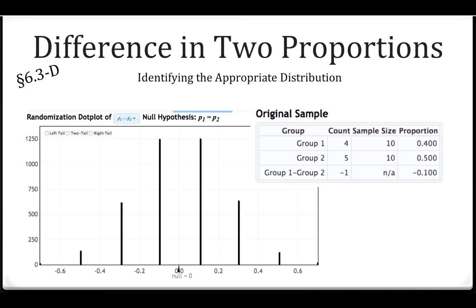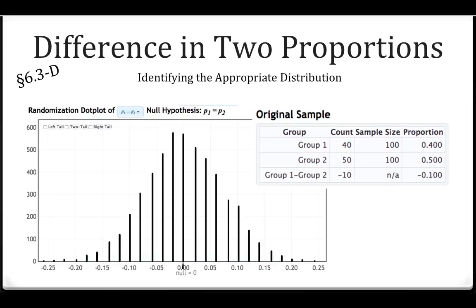A couple of weeks ago, you used StatKey to construct bootstrap and randomization distributions for the difference in two proportions. Here we have one of those randomization dot plots. This example uses a relatively small sample size, so we can see that there are large gaps between each of the possible proportional differences here. This example uses the same proportions, but a larger data set. Here, the distribution is approximately normal.